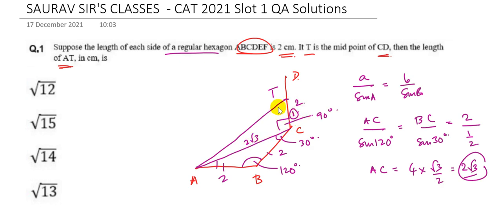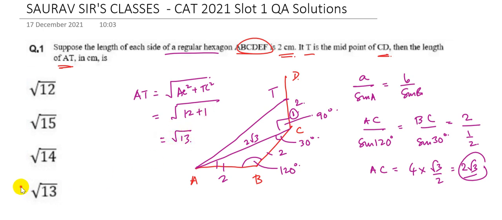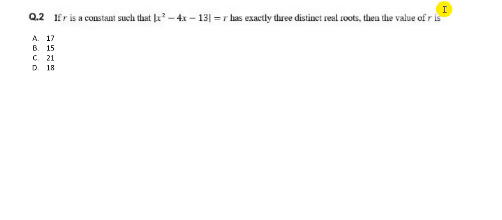So now we come to triangle ACT, which is a right angle triangle. So AT would be the square root of AC square plus TC square. Now AC is 2 root 3, so AC square will be 12. So this is 12 plus 1, which is root 13. We move on to question number 2.